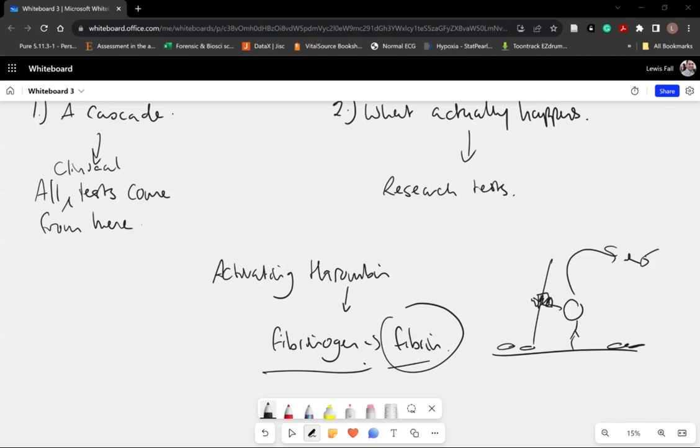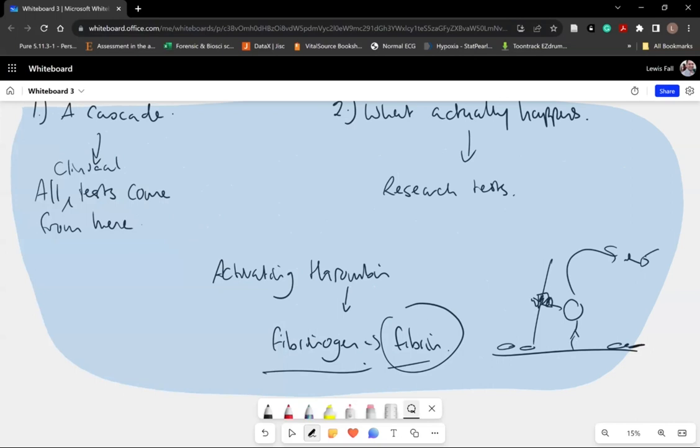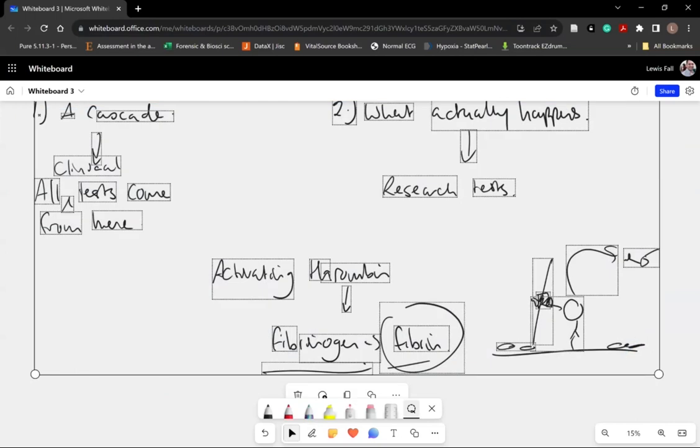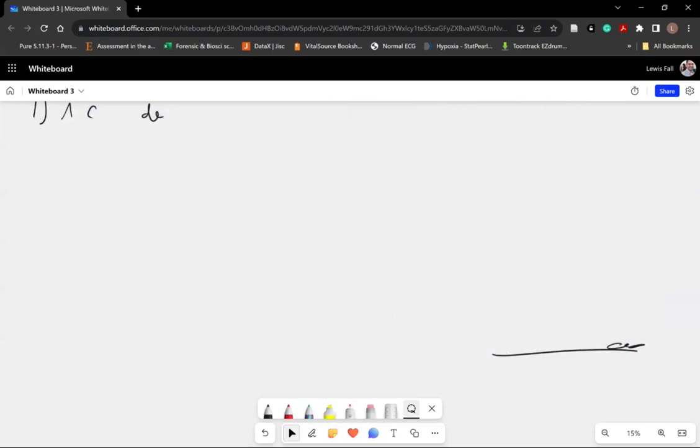Okay, so let's tidy this up, and we'll just delete all of them and get on with talking about what we actually need to learn. That's a little bit of preamble for you. So what we've got, and we're going to start with the cascade.